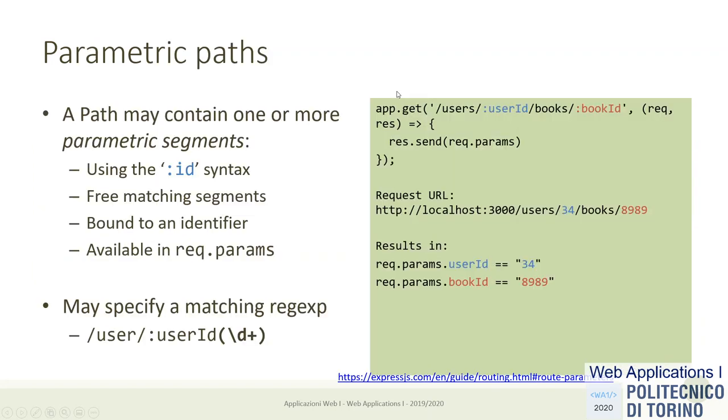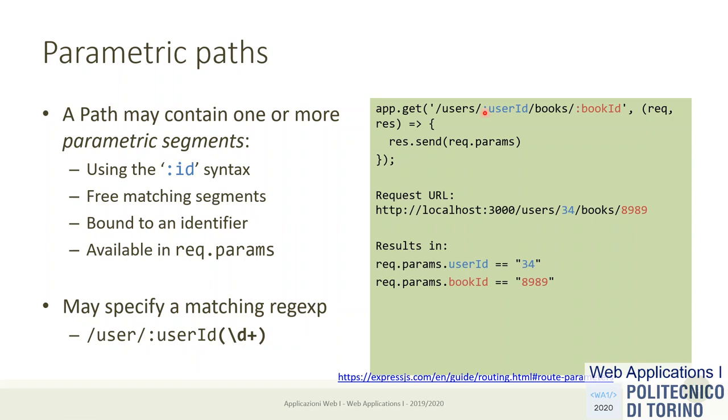But the more interesting part is that you can embed some parameters in the request path. This means that some portions of the request can be left free and can be matched to specific named parameters. For example, if I have a URL like this, users slash colon userId books slash colon bookId, we'll see a lot of these strings in REST APIs. This will match every URL that contains in the path slash users slash anything slash books slash anything else. And this anything and anything else will be mapped to specific parameters.